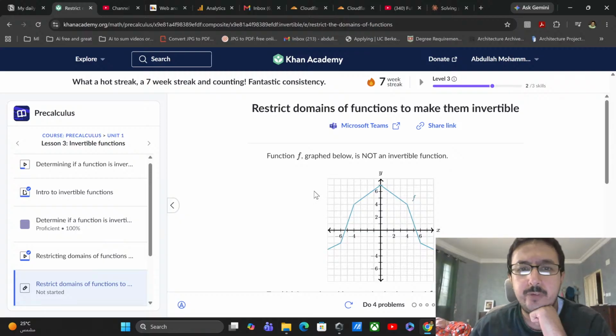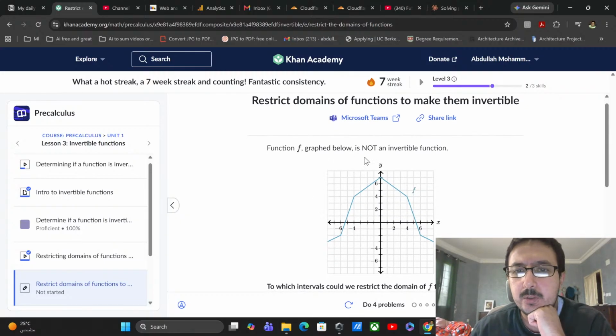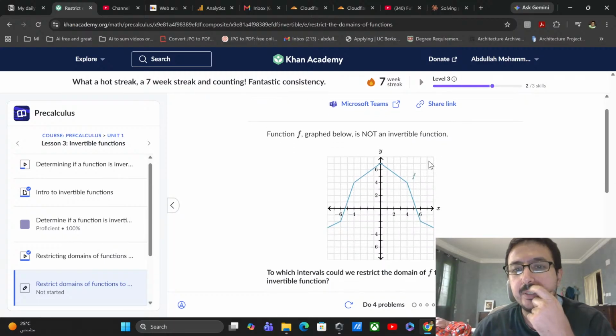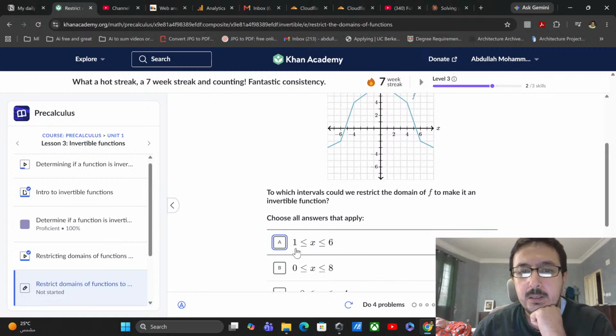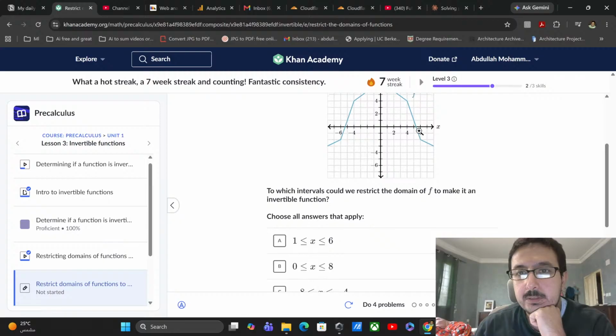Okay, the function f graphed below is not an invertible function. To which intervals can we restrict the domain of f to make it invertible? X is bigger than 1 and less than 6. X is bigger than 1 and less than 6 here. Checks out.